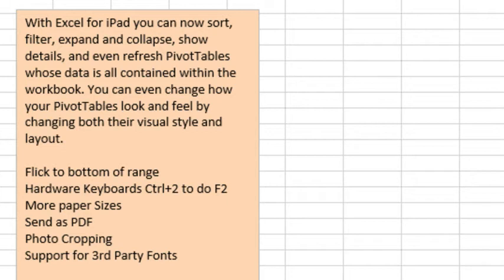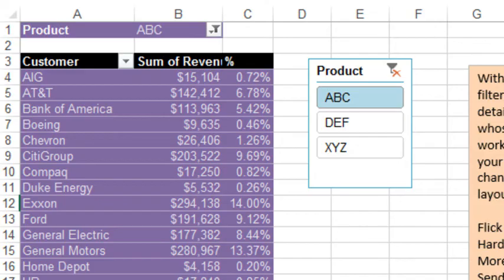Also, if you're using a Bluetooth keyboard and you're editing a formula, you want to change from edit mode to point mode, you can now do what you would normally do with F2 with Control-2. They have more paper sizes for printing, send as PDF, beautiful photo cropping, and support for third-party fonts. But again, I think that flick to bottom of range is the real important one. Let's switch over to the iPad.